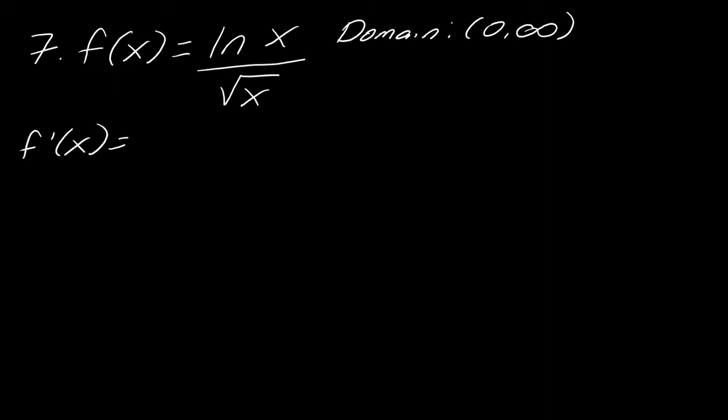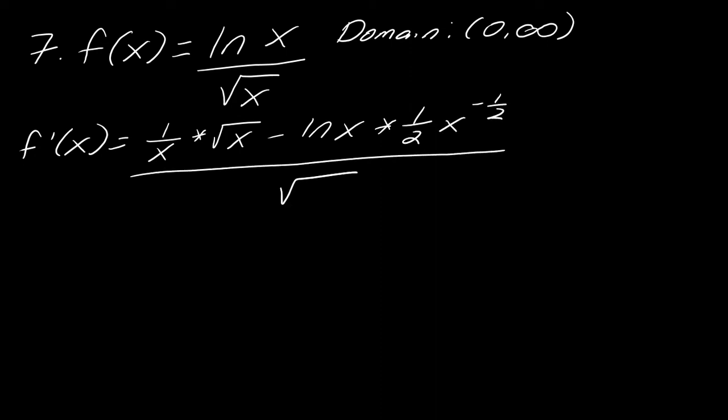So we're going to have to use a quotient rule here. In using the quotient rule, first I take the derivative of the top function, which is 1 over x, and I multiply that by the bottom function. Then I subtract off the top function multiplied by the derivative of the bottom function, as shown. And then I take the denominator squared.